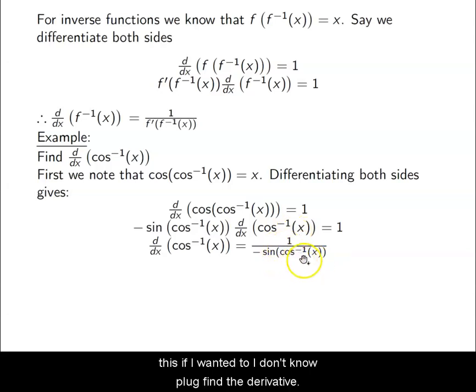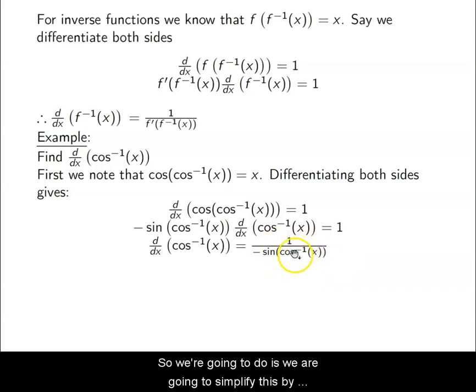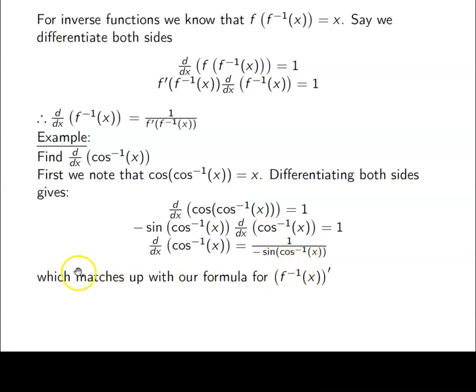If I wanted to find the derivative at x equals 3, for instance, that's a terrible thing to try to use here function-wise. So what we're going to do is simplify this by using a triangle, okay? More so by using some relationships between sine and cosine, okay?